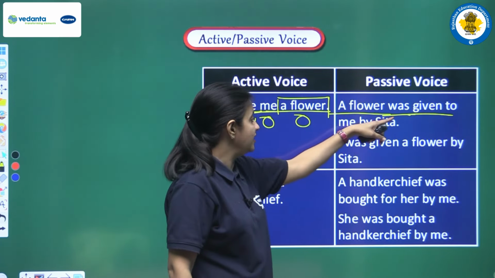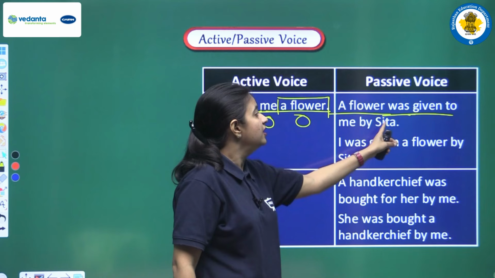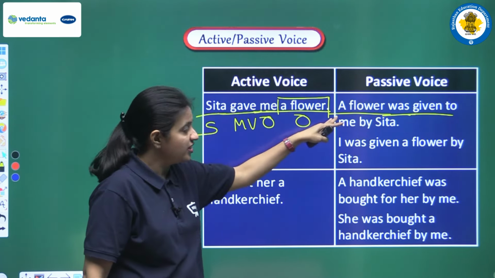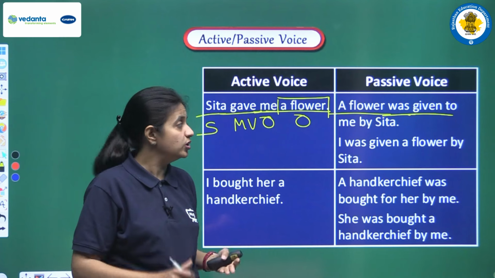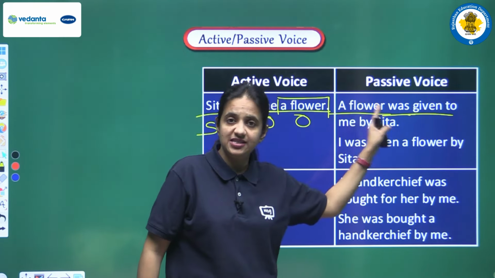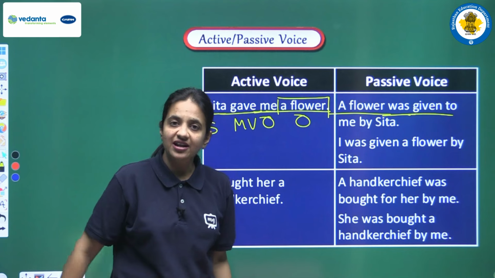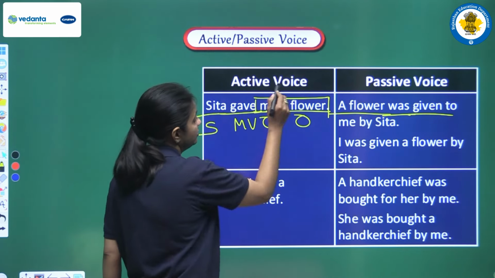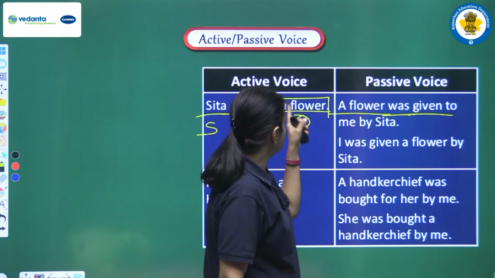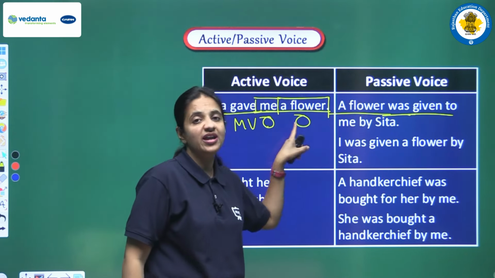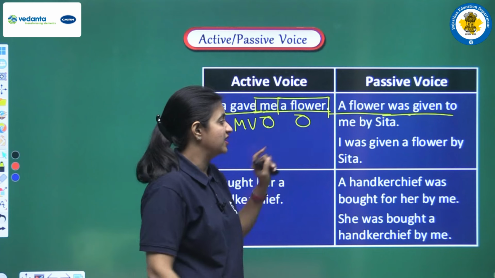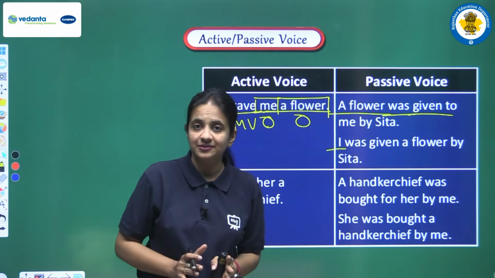Next we are adding "to me", and now the doer, or we can say the subject, that is Sita. So the first option that we can use is: A flower was given to me by Sita. Clear? Now we have one more option, and this time we can use "me" as a subject, so we have to change the case.